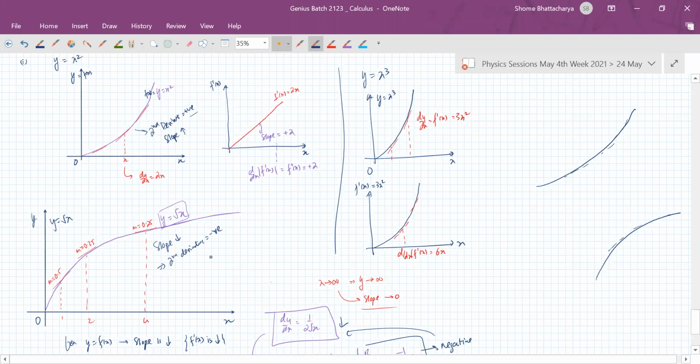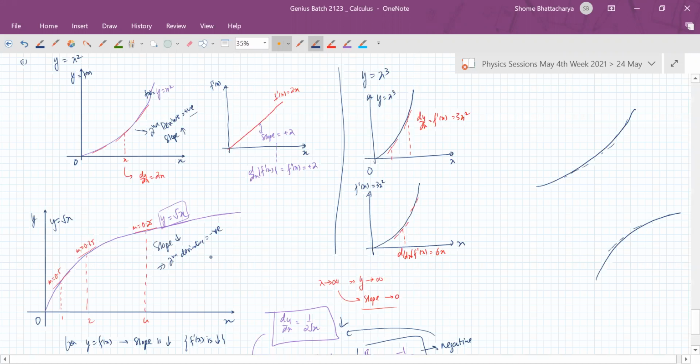Okay, are we clear about the difference of the two? Yes. Okay. Now, we can also say that when the curve is facing upwards, at that time the second derivative is positive.